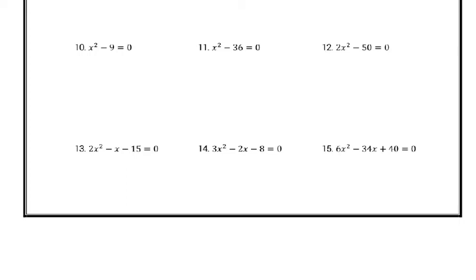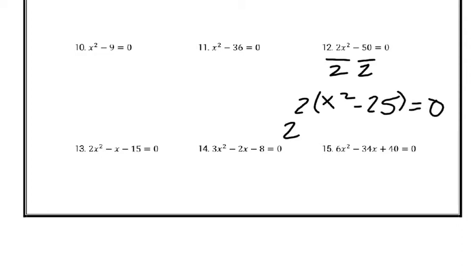In number 12, get your GCF out, which would be 2. And so you're left with x squared minus 25. And since we have a difference of perfect squares, it could be x minus 5 and x plus 5.